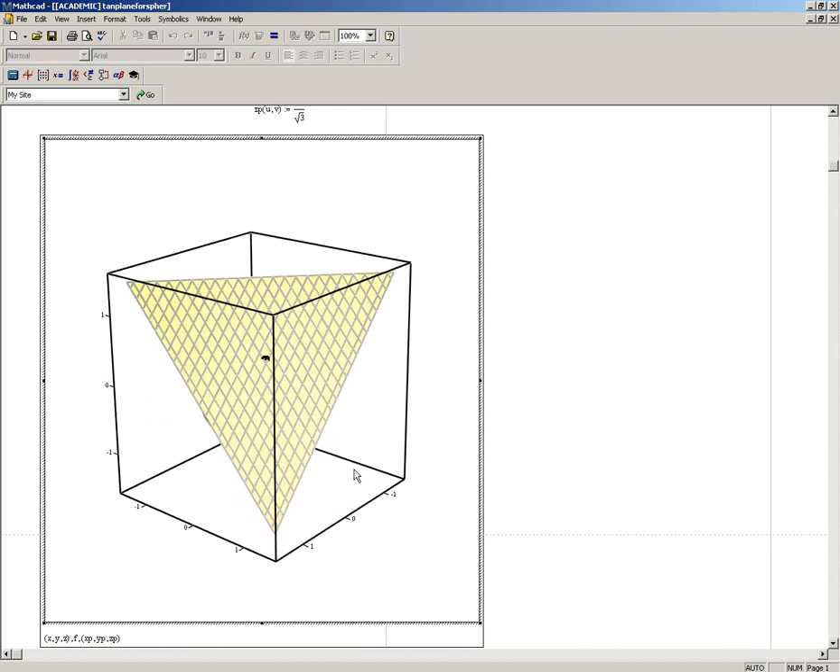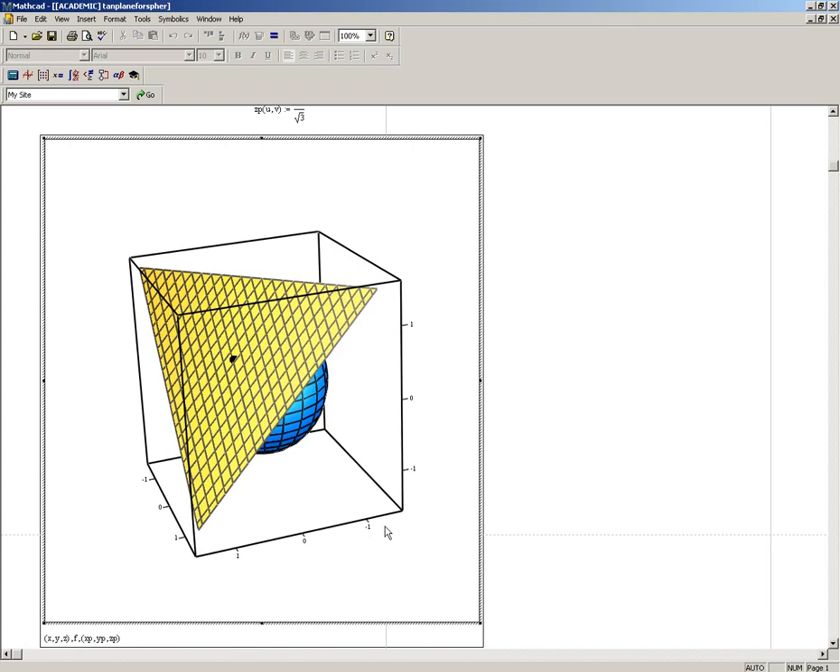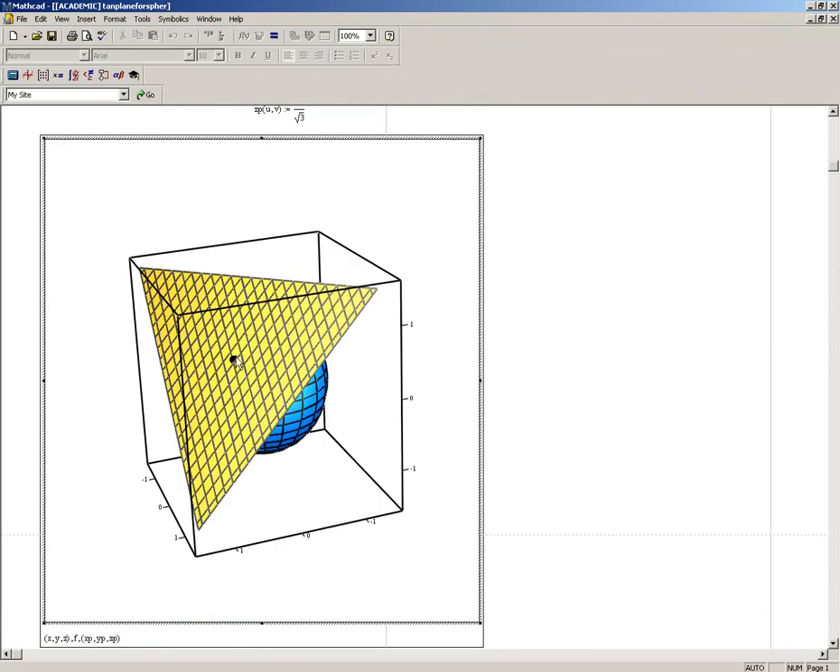My first octant has to be over here, and so now we have x going in this direction, y going in this direction, z going up. Here's the point (1, 1, 1), and what we are interested in is, whoops, that's the source code. Sorry, that's what the source code looks like for these slides. So z is root 3 minus x minus y. We also see in this visualization that we're going down in the positive x direction, we're going down in the positive y direction.